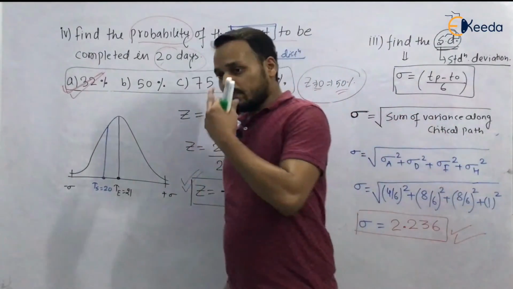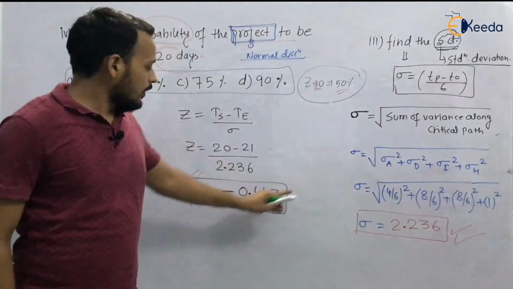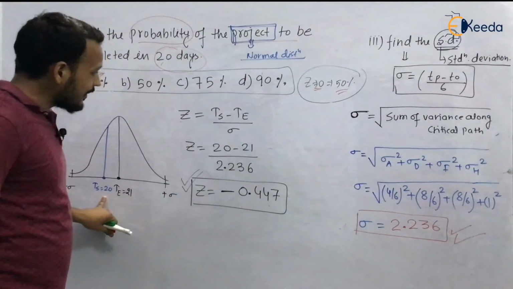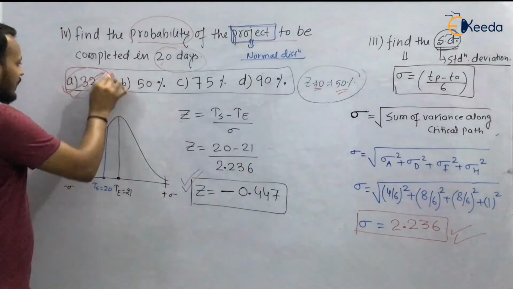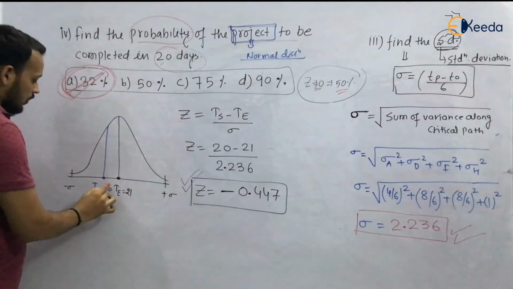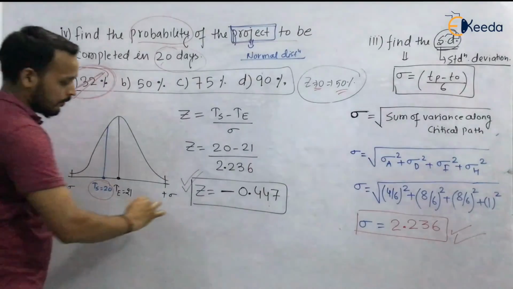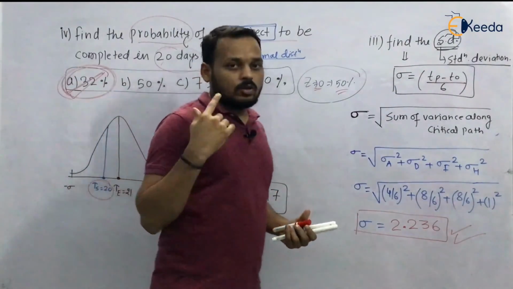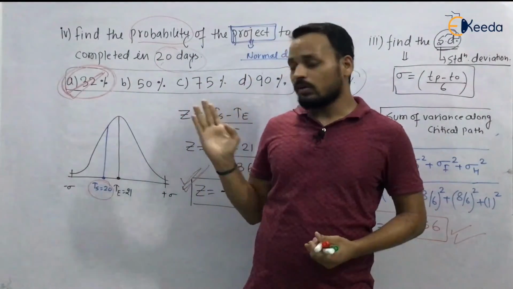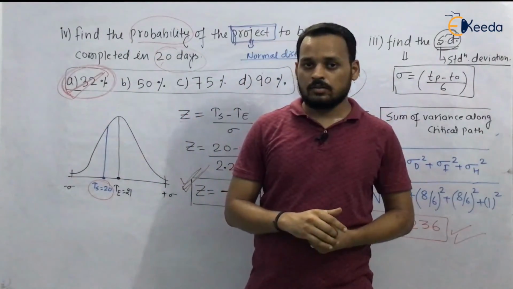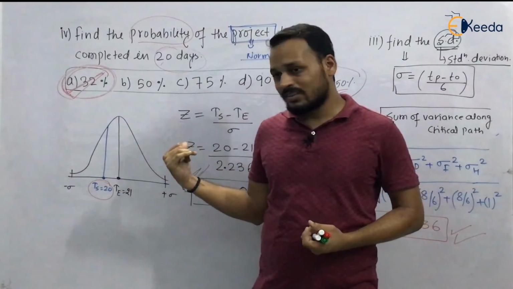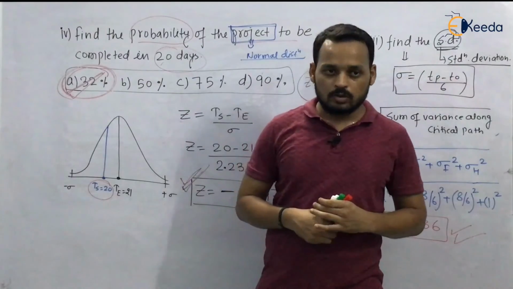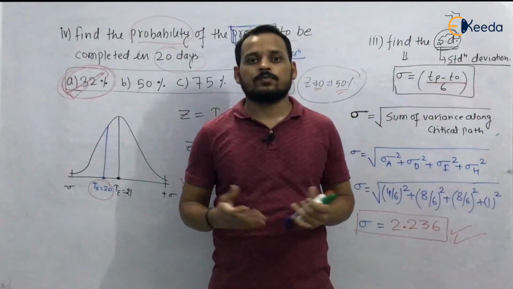So you can say that the project completion time was 21 days, and if you want to complete it in 20 days, then there is a 32% chance that you can complete it in 20 days, with the help of this formula. So this was not only a single numerical, these are 4 different types of numerical. So just go through these, they are very much important, and in the upcoming lecture we will practice more and more numericals. So thank you.